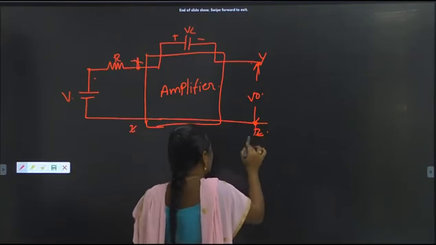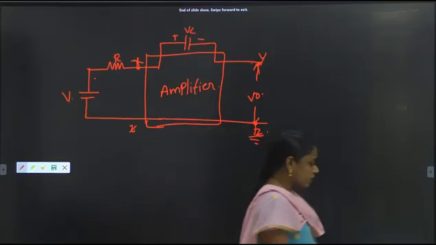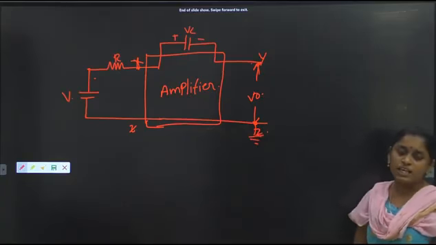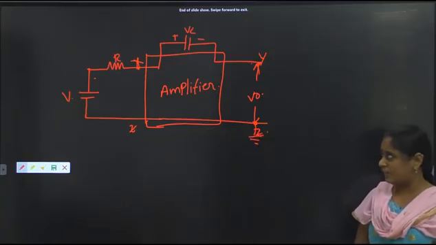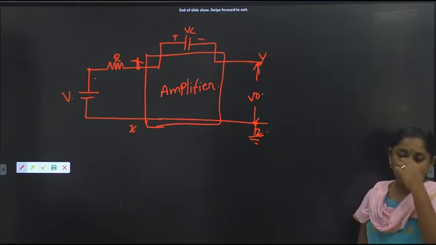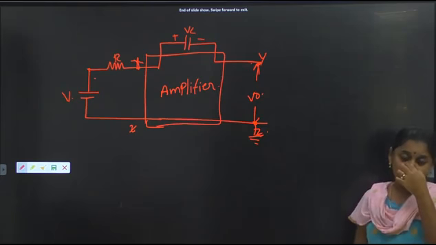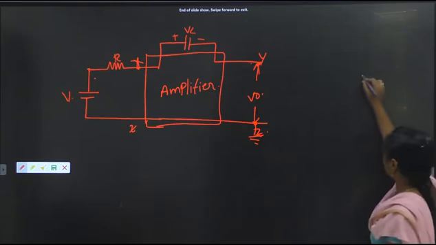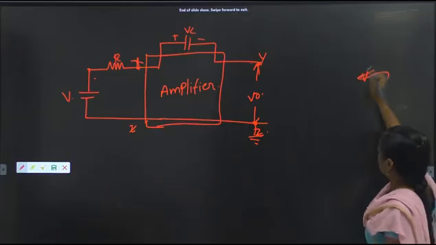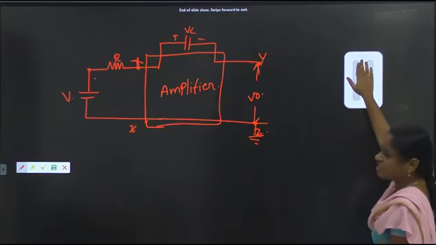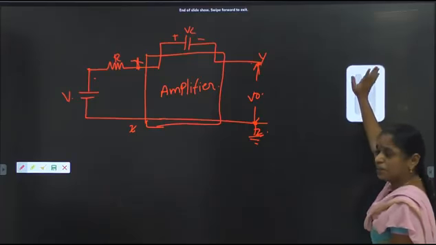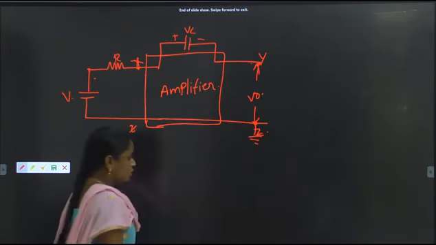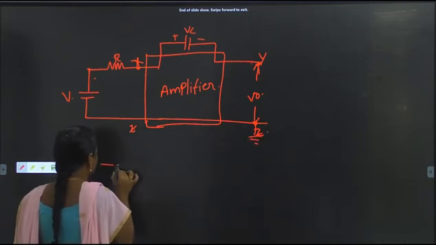At the same time, the amplifier is here. The amplifier can be replaced with its equivalent circuit, that is, the gain of the amplifier. V0 is replaced with A into Vi. As we know, gain is equal to V0 by Vi, and V0 is equal to A into Vi, and I am applying a resistance at the input side, that is Ri resistance. So the amplifier can be replaced like this.